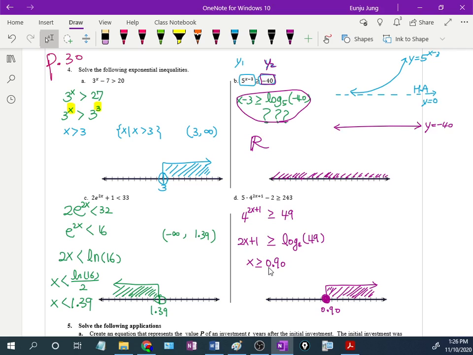2 times 1 plus 1, that's 3. 4 to the third power is 64, times 5 is 320, subtract 2, 318, right? Is it greater than that? Yes, it is. So we will take the right-hand side, okay? If we have a base higher than 1, we just keep the same direction of the inequality. But if it bothers you, you can solve the equation and find the boundary numbers and take the side by checking a number. That's how we solve exponential inequalities.